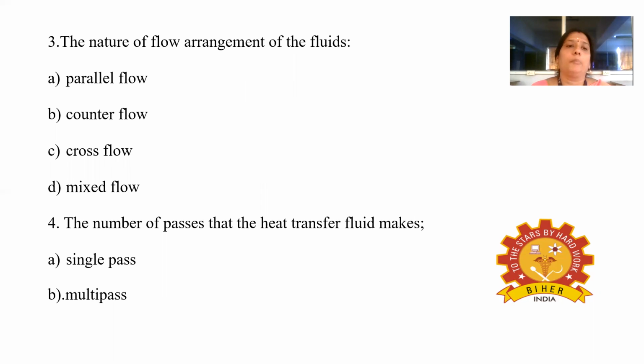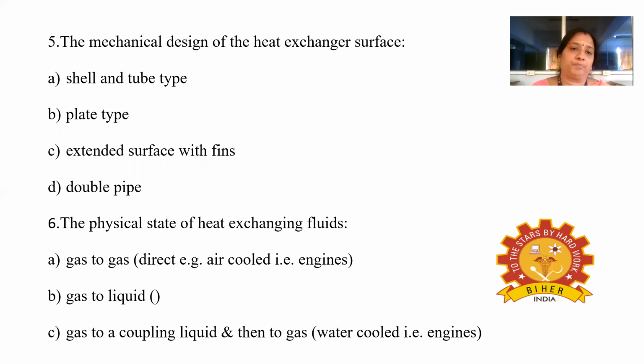And the third one is based on the nature of flow arrangements, how the fluids are flowing inside the heat exchanger. Based on that, we can classify into parallel flow, counter flow, cross flow, and mixed flow. These are the various types of flow followed in the heat exchanger. And next is based on the number of passes, how many passes in the shell side and how many passes in the tube side. Based on that, we can classify it into single pass and multi pass.